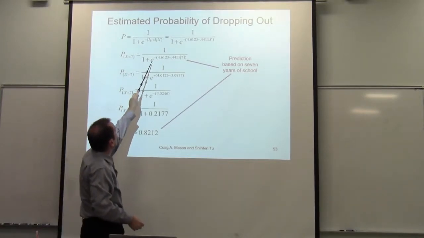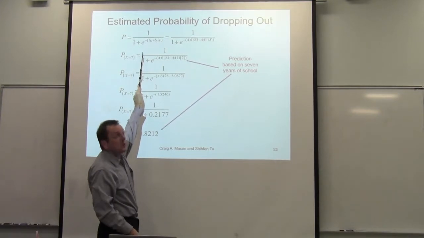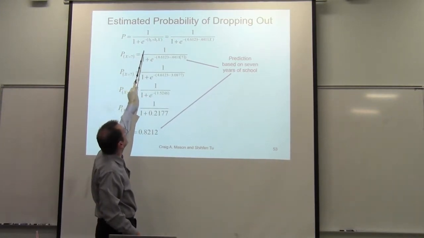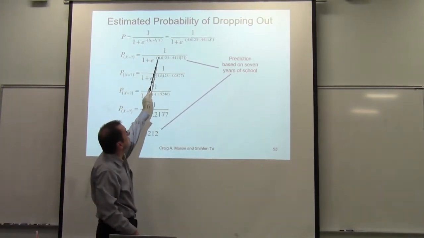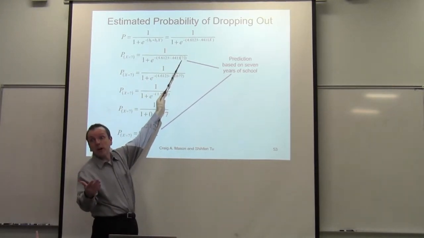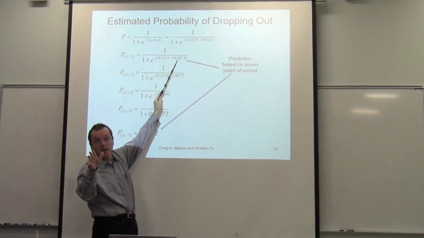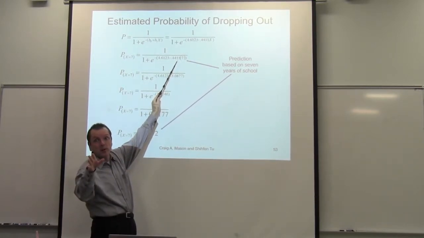So you just take this funny looking formula, 1 divided by 1 plus e to the negative regression equation. You just plug in the regression equation, or you can solve the regression equation and plug in the value. Make sure you do negative, whatever that value is.